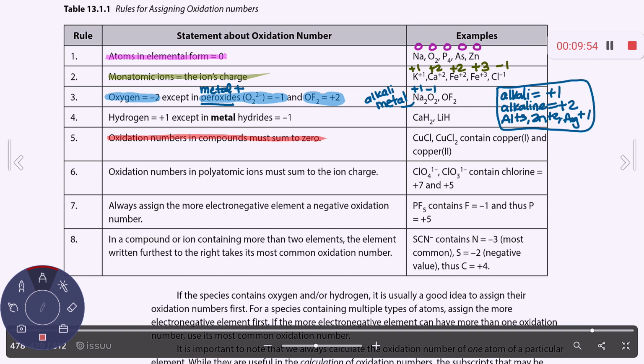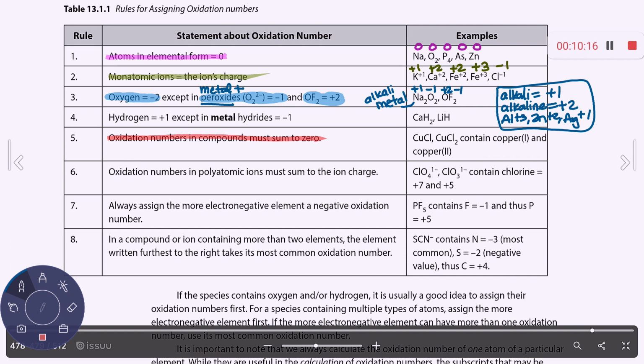And then if I apply the same rule to OF2, where it says that O is a +2. So if you put a +2 here on O, wouldn't F have to be a -1 in order for those oxidation numbers to add up to 0? Does that make sense? Okay.